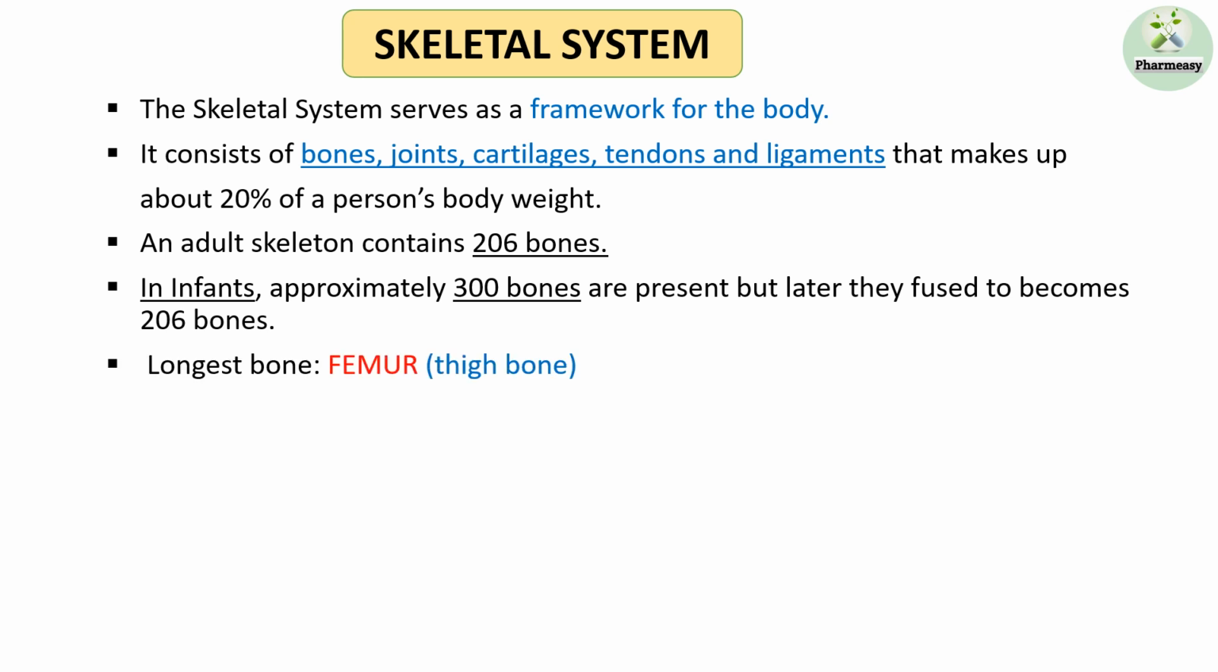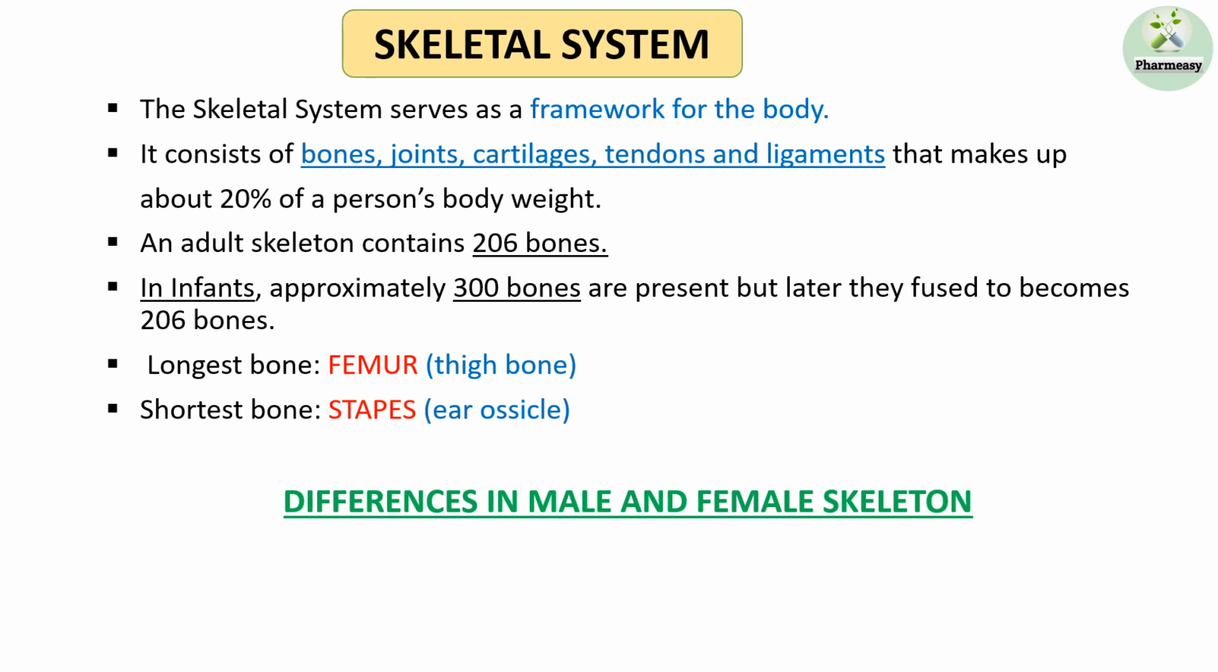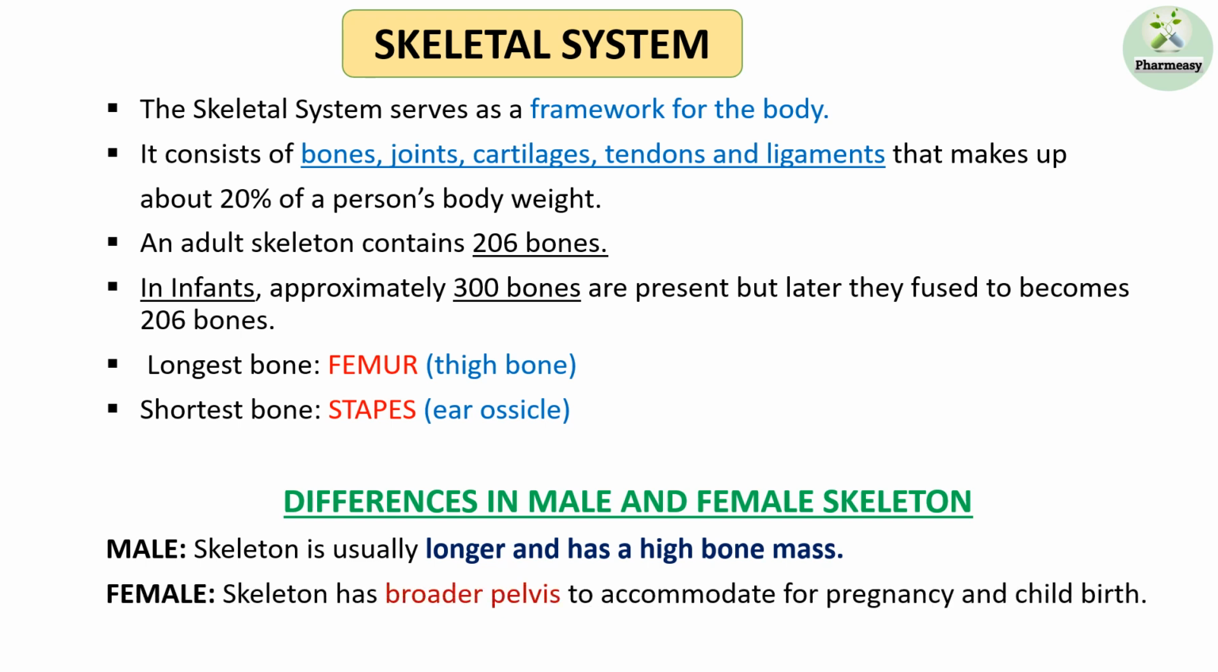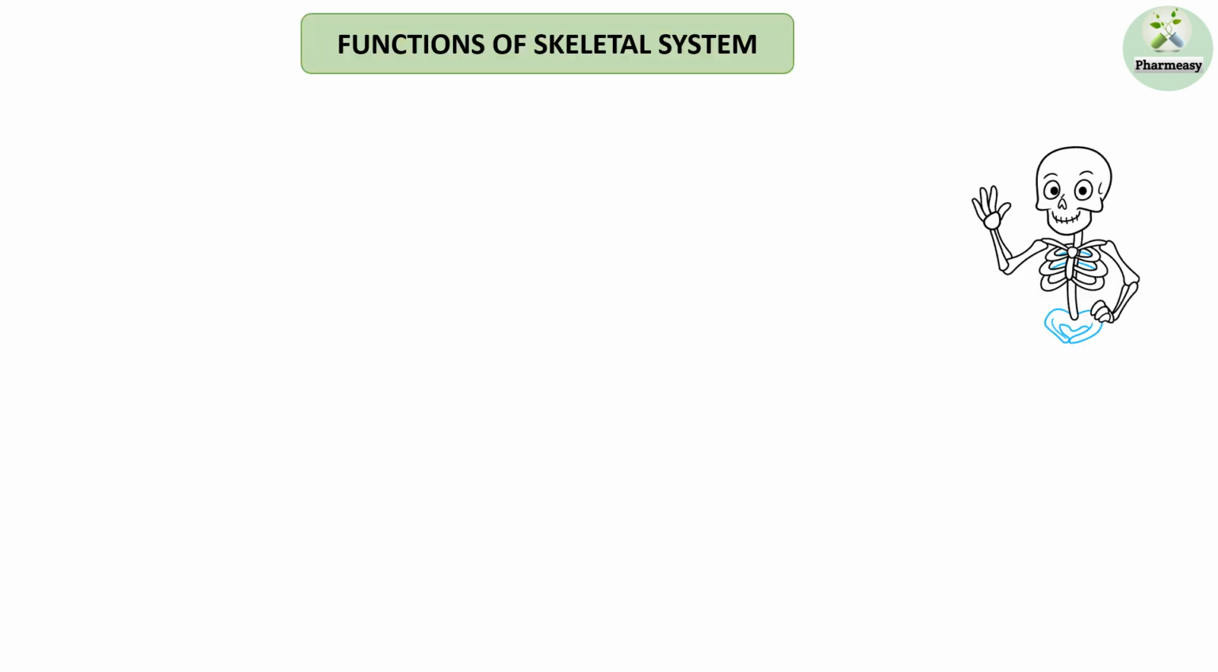And, in our body, the longest bone is the femur, which is a thigh bone, and the smallest bone is the stapes, that is present in our ear. Interestingly, there are some differences in male and female skeleton. Males have a longer skeleton along with high bone mass, and females have a broader pelvis that helps in pregnancy and easy childbirth. Now, our next topic is functions of skeletal system.